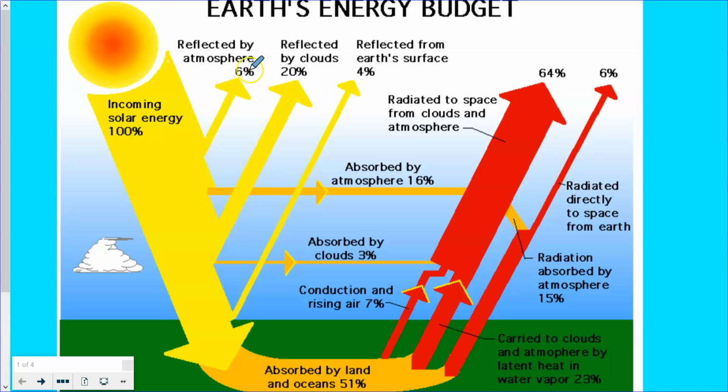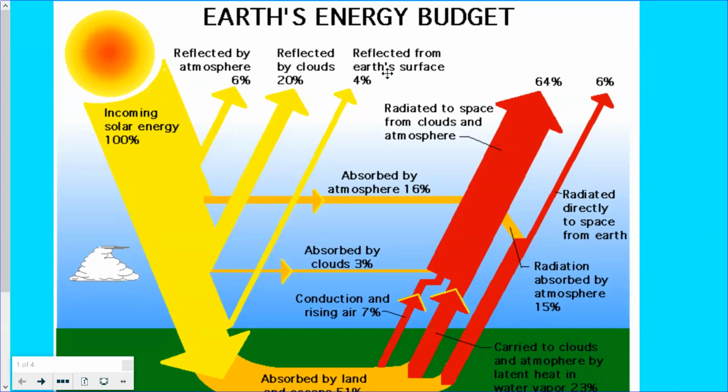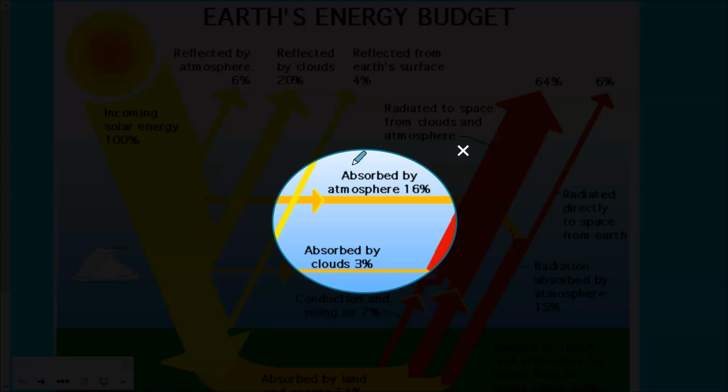And look at, if we add that up, this is about 30% of the incoming light that is actually reflected. Well, that didn't work very well. It's okay. If we go on to the second thing that can happen to incoming radiation, it can be absorbed by the atmosphere.